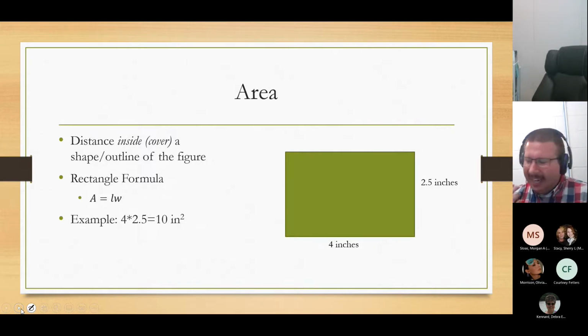And this formula is an easy one to remember, but you don't even have to memorize it because they give it to you. The area formula for a rectangle or for a square, it's the same formula, is length times width. I want to repeat that, length times width. You just take the 2 numbers, multiply them, and there's your answer. So on this rectangle, you take 4 times 2.5, doesn't matter which order you put them in, you multiply them, and there's your answer, 10.